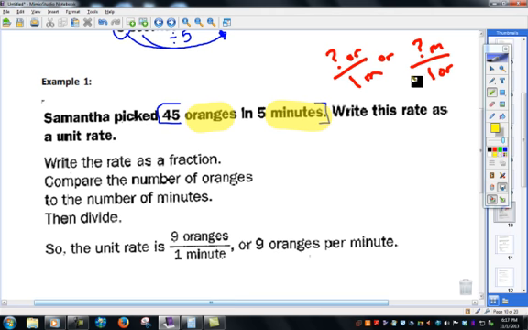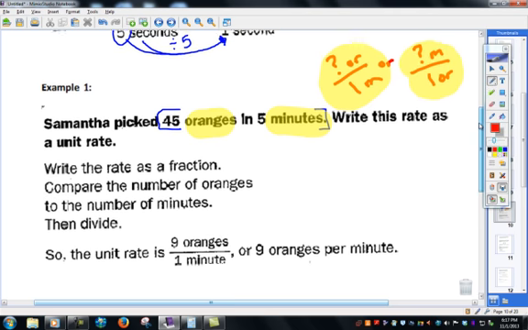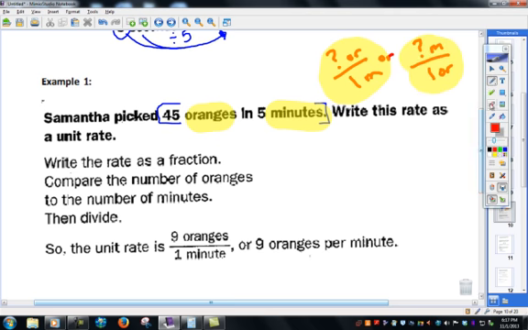Now, if you think about this for a minute, one of these doesn't make a lot of sense. Would they both work? Yeah. But most of the time there's one that's better than the other. And I think it's clearly this one. To figure out how many oranges she picks in 1 minute helps us a heck of a lot more than how many minutes it takes her to pick one orange. It doesn't matter how you do it. I'm going to show you both.